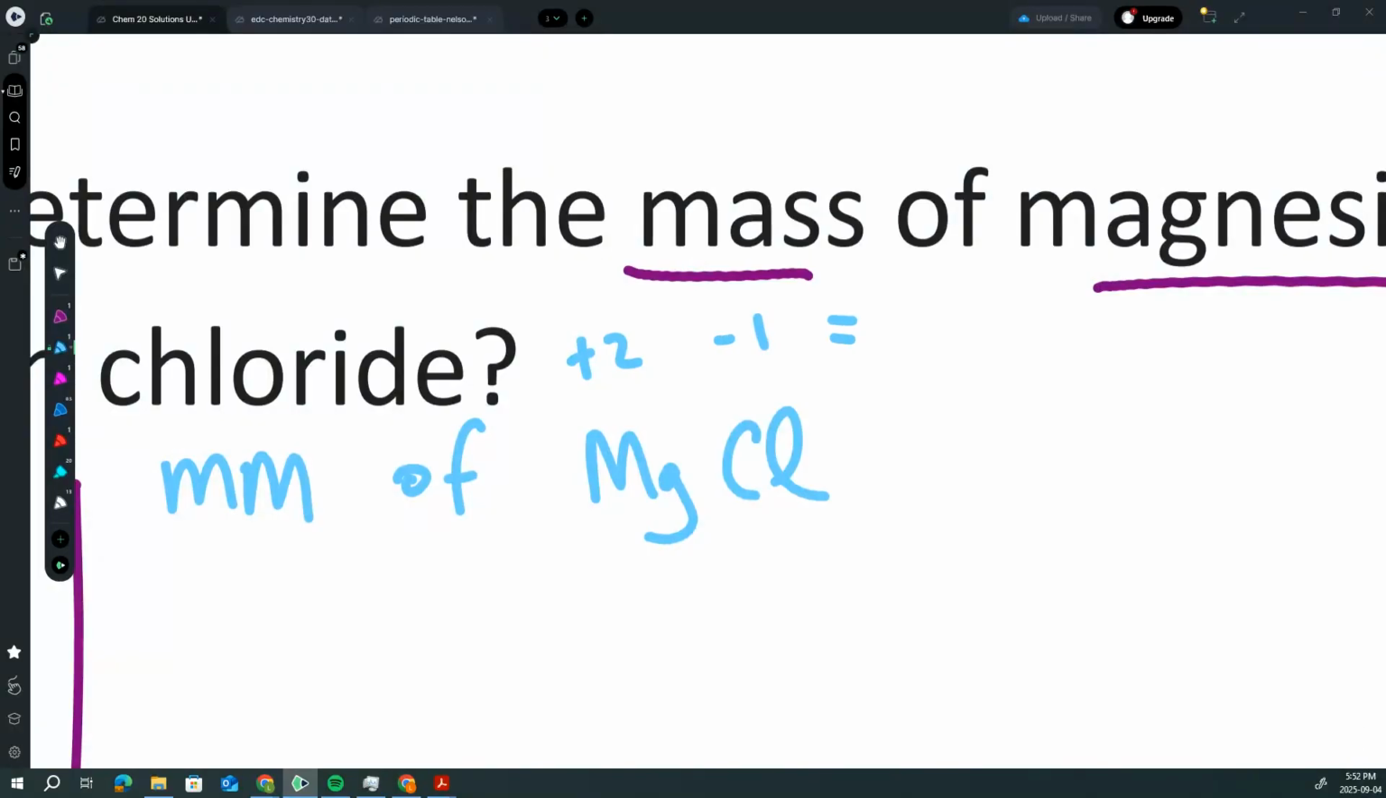Okay, so 2+ and 1-, obviously that's not 0, so we've got to do crisscross applesauce. That's going to bring the 2 down behind the chloride, and we don't need to write a 1 behind magnesium. Now, since we have 2 chlorides, that's going to bring us to a total of a -2 charge coming from those chlorides. So we have 2 - 2, which is 0, so it's a neutral compound, and now we're good to go.